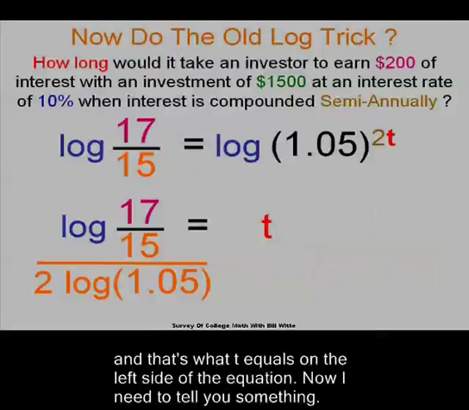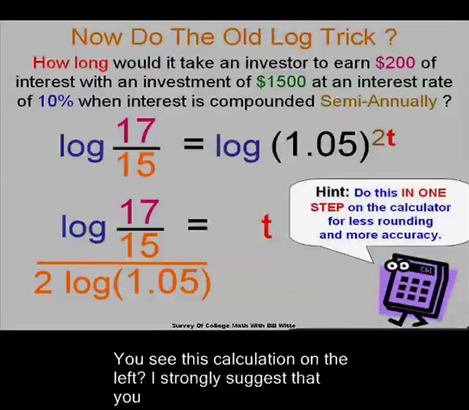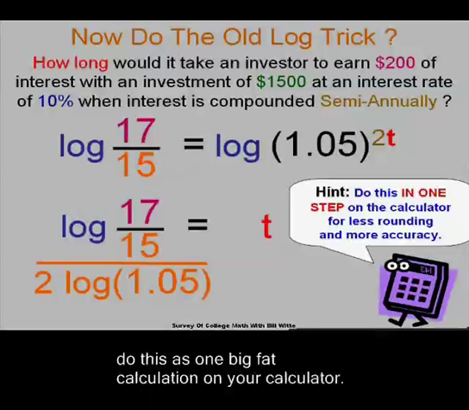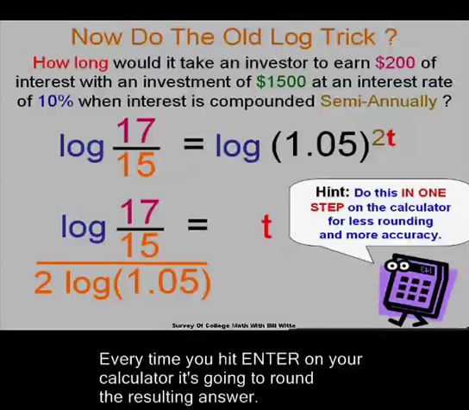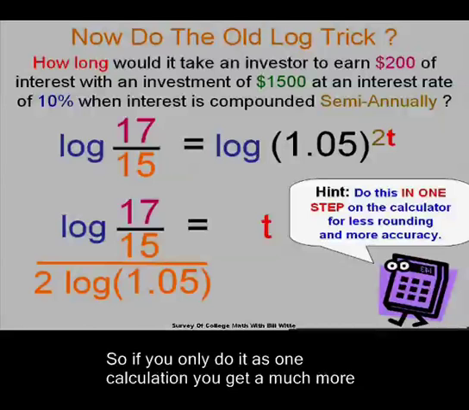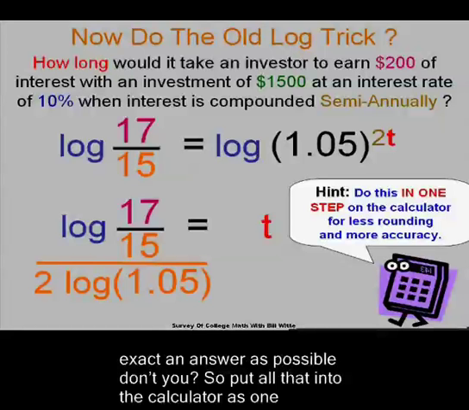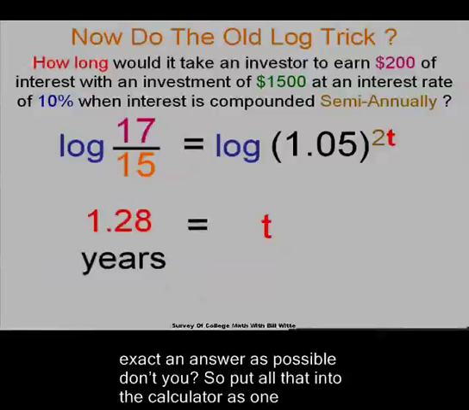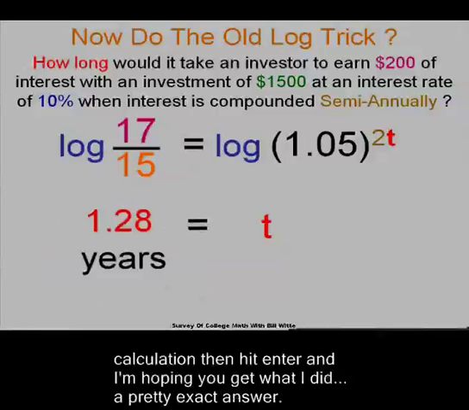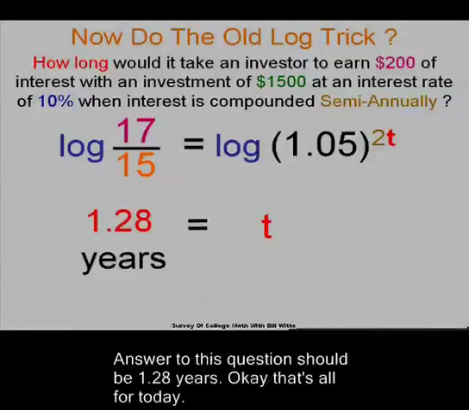Now I've got to tell you something. You see this calculation on the left? I strongly suggest that you do this as one big fat calculation on your calculator. Every time you hit enter on your calculator, it's going to round. So if you only do it as one calculation, you'll get a much more accurate answer. And with your money, you want it exact, right? So put all that into the calculator as one calculation and then hit enter, and I'm hoping you've got a pretty exact answer. The answer to this question should be 1.28 years.